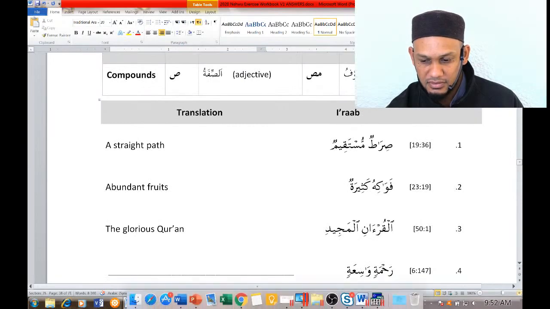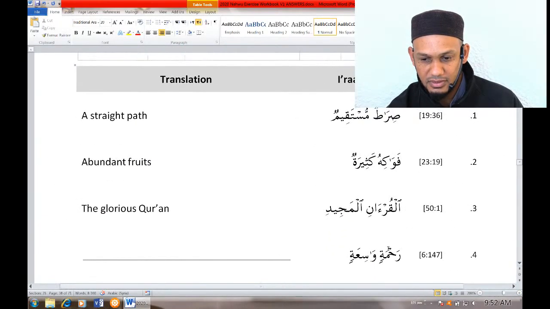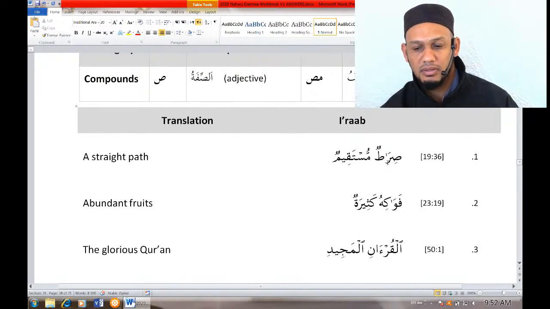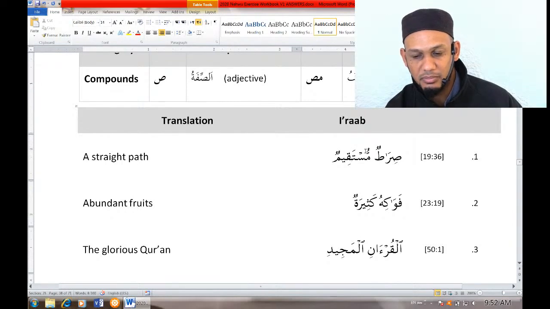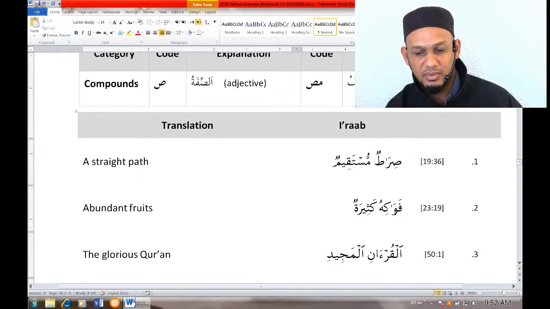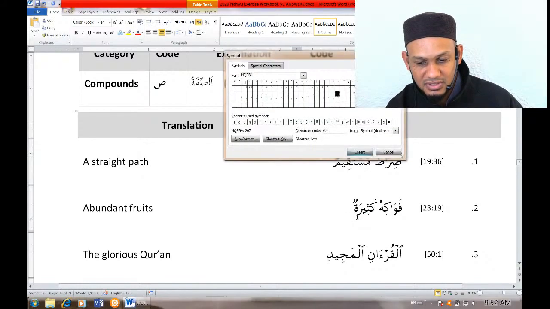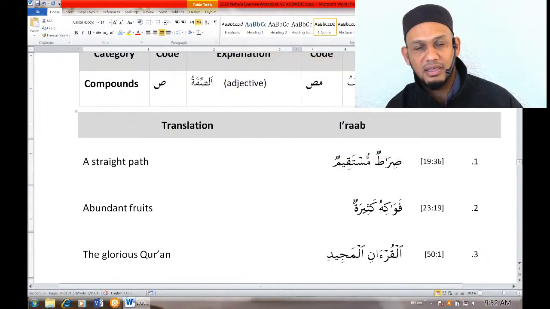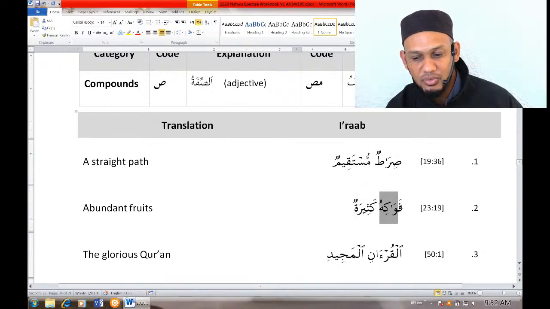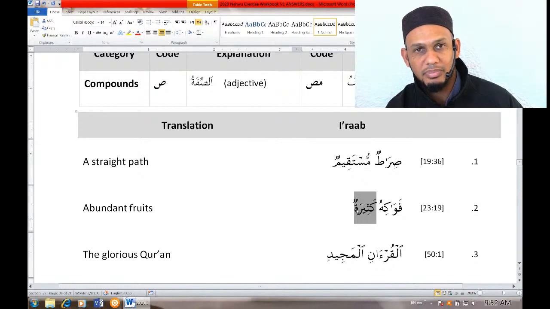Next example here. We are now on 4.3. We have the word siratun, which means a path, and then the word mustaqimun describing the path. Siratun mustaqimun, a straight path. Then we have fawakihu, which is a plural meaning fruits. Can you see the description here, kathiratun? This is actually a single feminine. Single male is kathirun, and single female is kathiratun. So even though I'm describing a plural thing here, I use a single feminine to describe it. In other words, this is the one that breaks the rule.